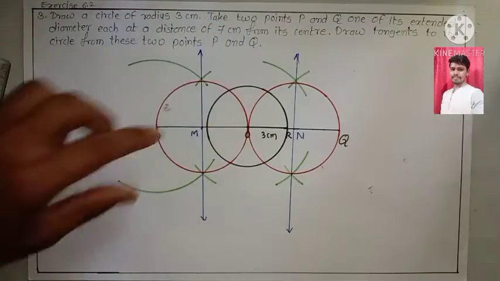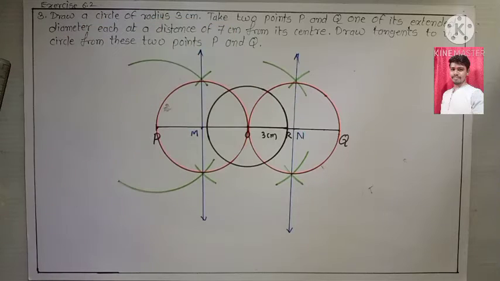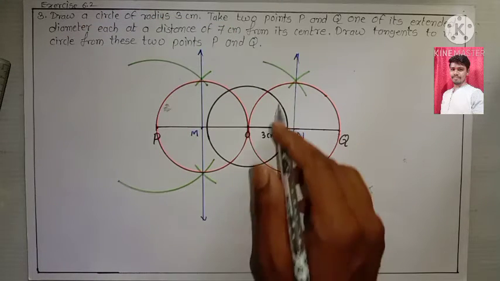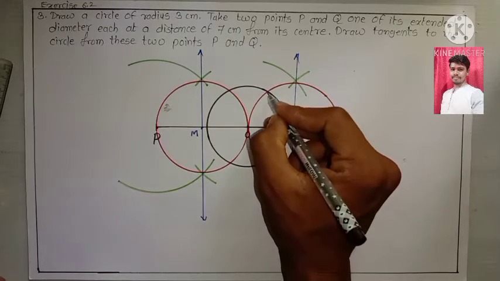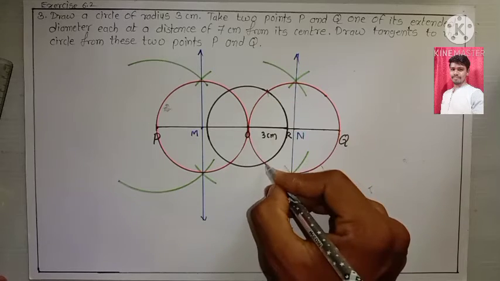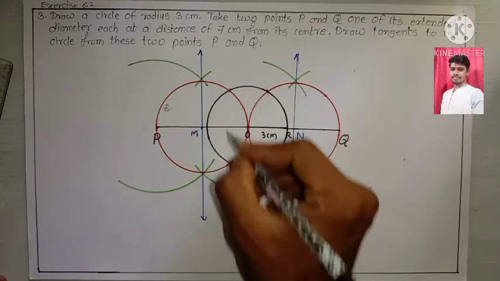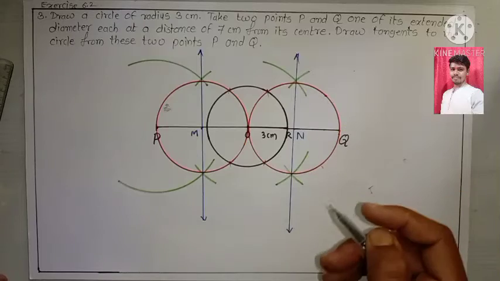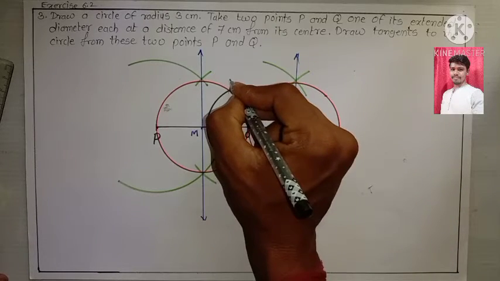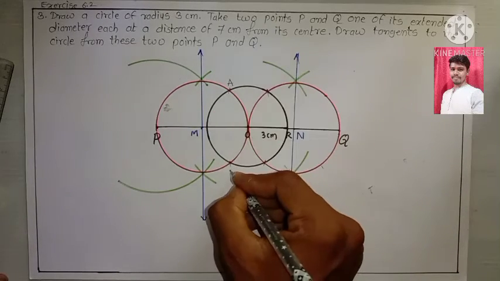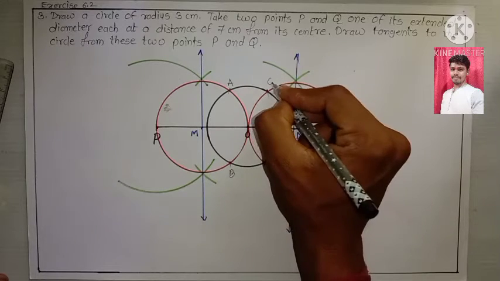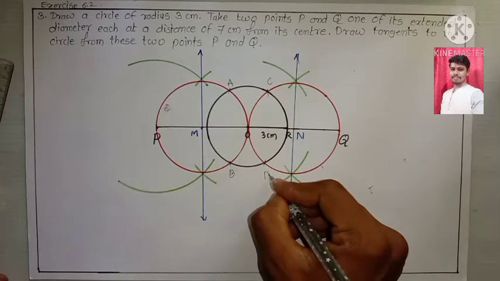Here we get two new circles, and these two circles intersect the previous circle at these points, here and here, here and here. We name these points: the first point A, this is B, this is C, and this is D.